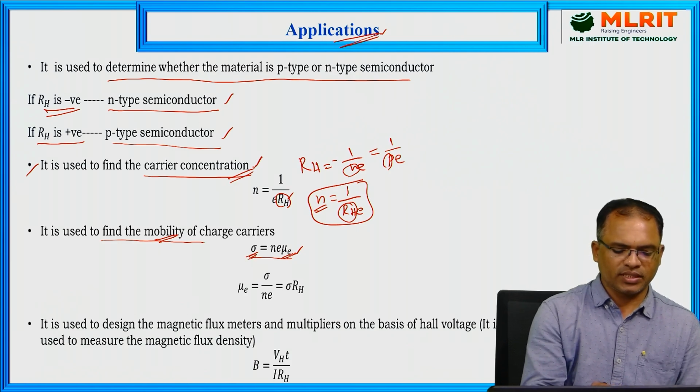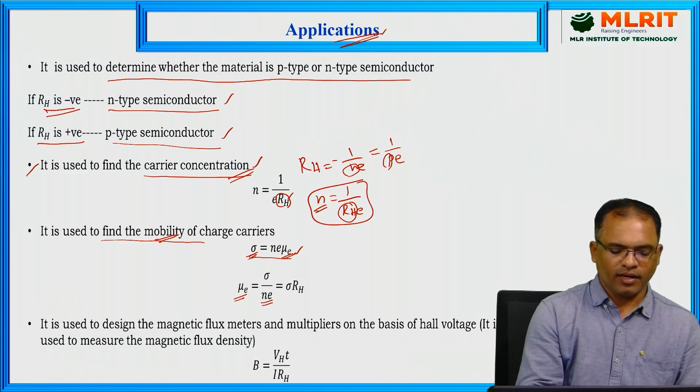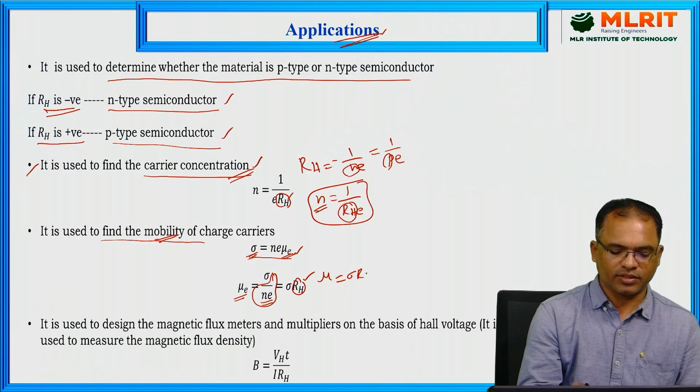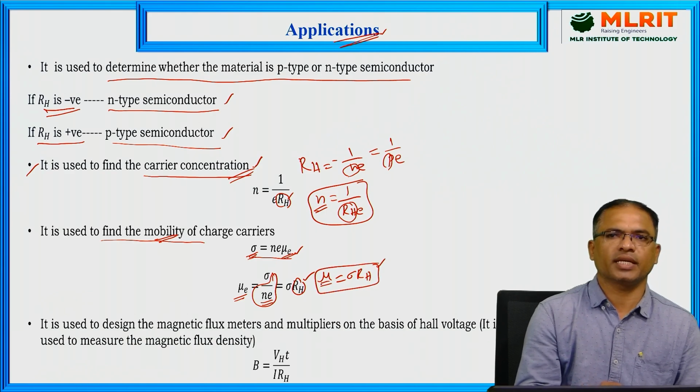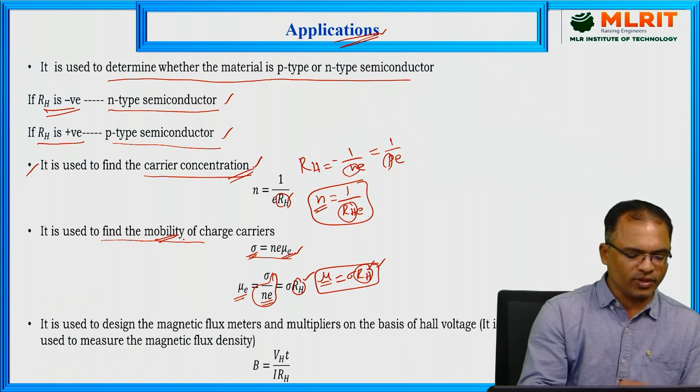So using this equation, we can write mu is equal to sigma by Ne. Here 1 by Ne is there, so this 1 by Ne we can replace with RH, so that finally mu we can write as sigma RH. So finally the mobility of the charge carriers can be calculated using the value of the Hall coefficient, for either electrons or holes. So that is one more important application.